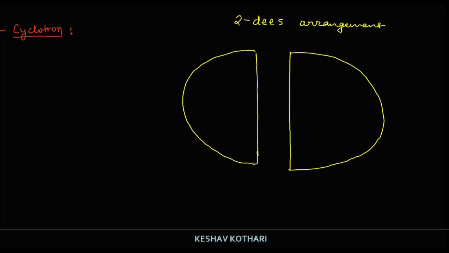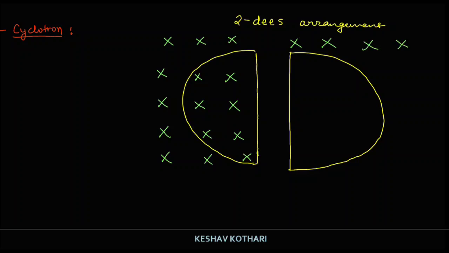So it is having a value of magnetic field. In this case we are taking the magnetic field directed into the plane of the paper, and the region in between the two Ds has an alternating electric field. I will explain why I am saying alternating electric field and what purpose it is going to serve.